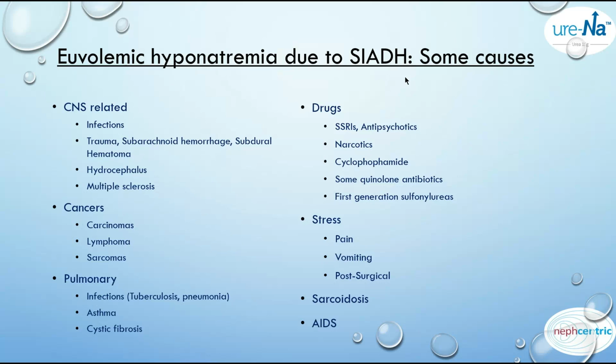What are some of the drugs that can lead to SIADH? Well, as you know, the SSRIs are very common, as well as antipsychotics, narcotics, cyclophosphamide, some quinolone antibiotics, and the first-generation sulfonylureas. What about stress? Pain, vomiting, and post-surgical situations can all lead to SIADH as well. Sarcoidosis can lead to SIADH, and even AIDS is related to SIADH.